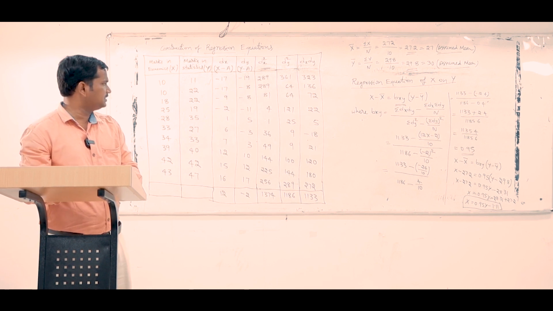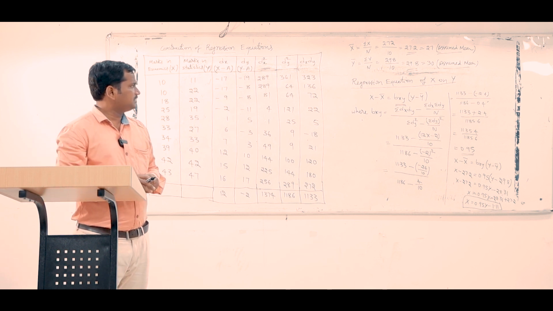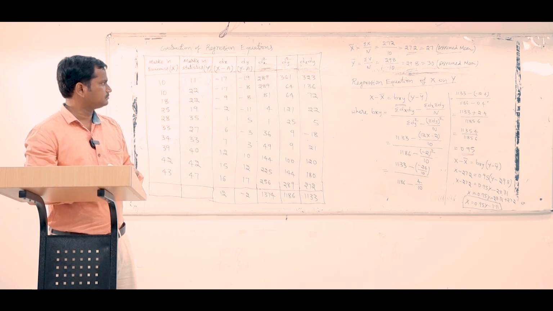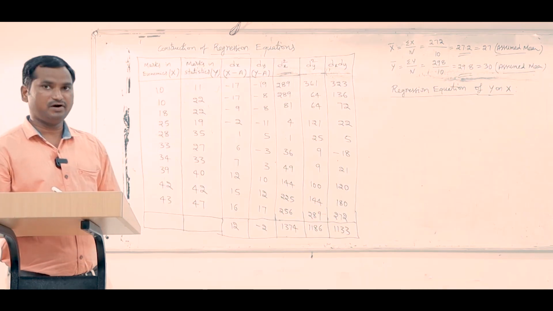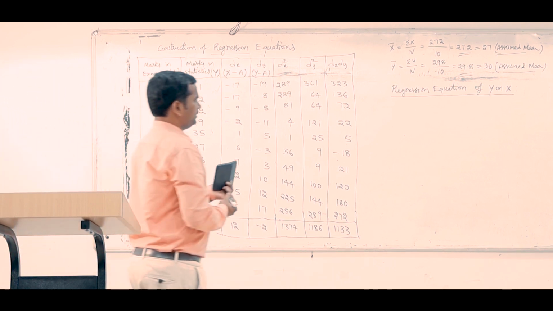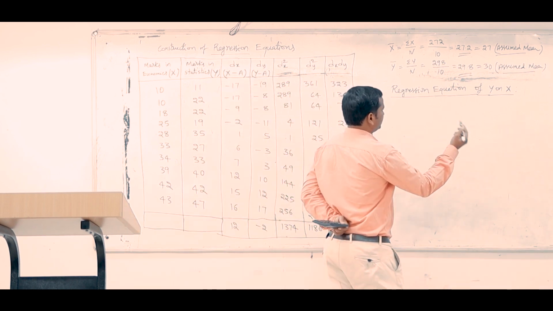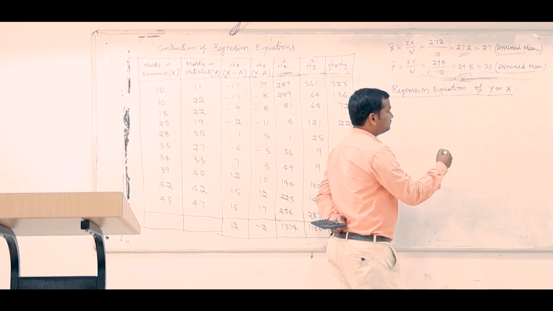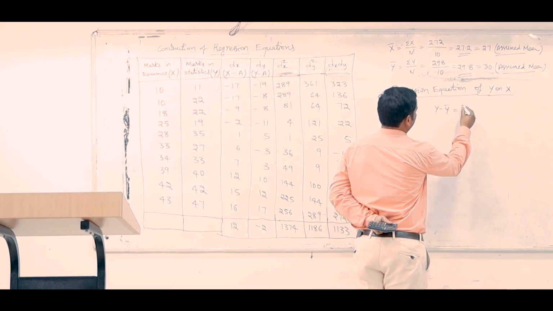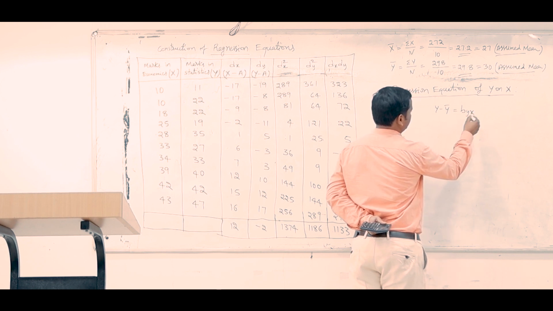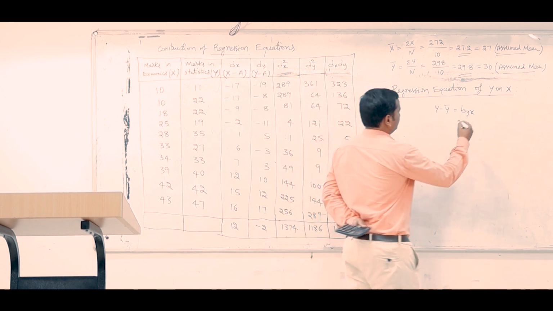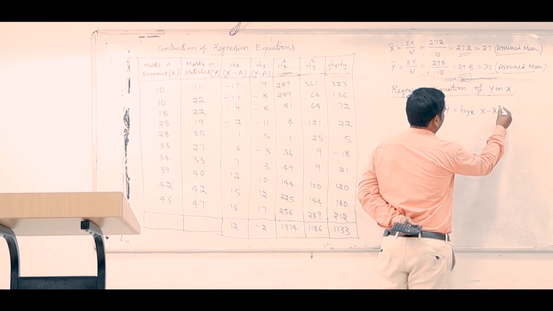Next we should construct another equation, that is the regression equation of y on x. If it is y on x, the equation will start with y. If it is x on y, it will start with x. If it is y on x, it will start with y. So y minus y bar is equal to byx. So this regression coefficient will become byx. After that, x minus x bar.